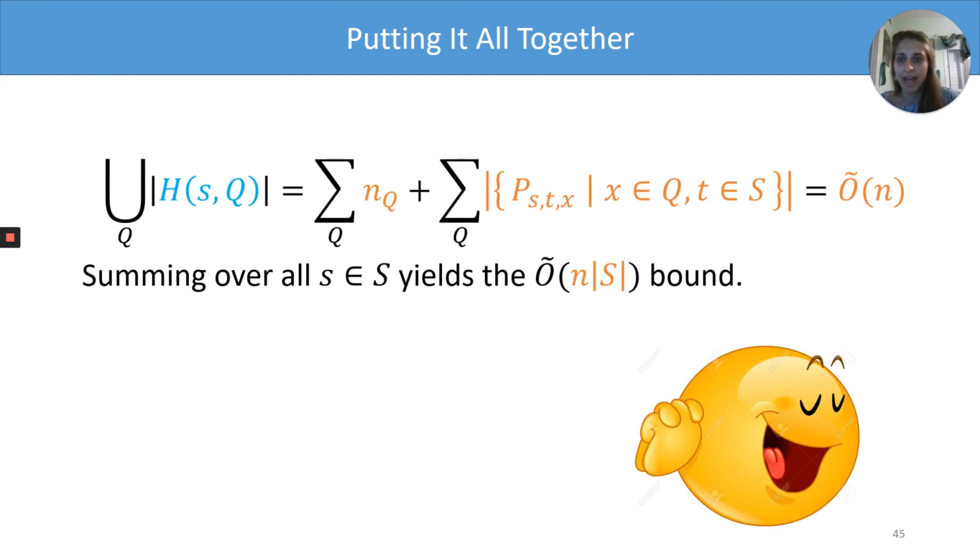So putting it all together, we show that the union over all paths in the heavy path decomposition is no more than n log n edges, and summing this over all S yields the desired bound of O tilde of n times root S. So this summarizes the main idea of our approach.